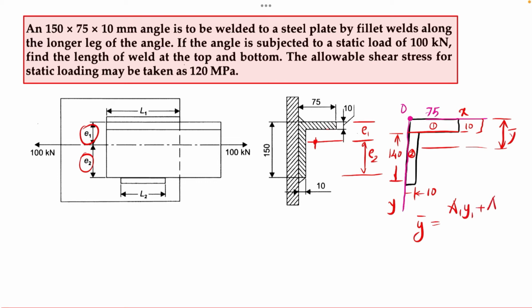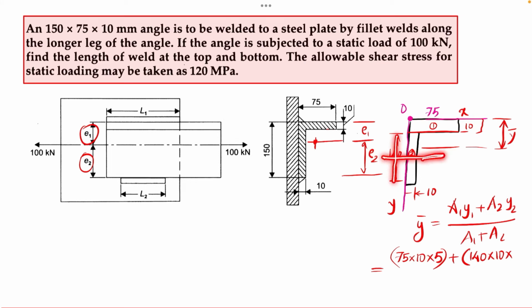So I can use the basic equation y bar equal to a1 y1 plus a2 y2 divided by a1 plus a2. A1 is the area of the first part, that is 75 into 10, and y1 is the distance from the x-axis to the CG of the first part, that is half of 10, which is 5 mm. Plus a2 is the area of this part, that is 140 into 10, into y2, the distance from the x-axis to the CG of the second part. CG of the second part will be 140 by 2, that is 70.